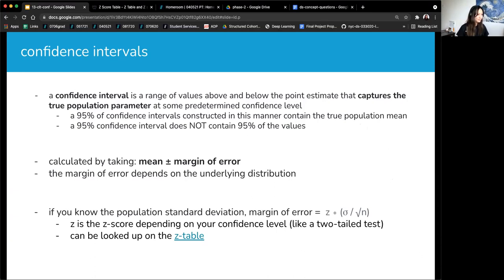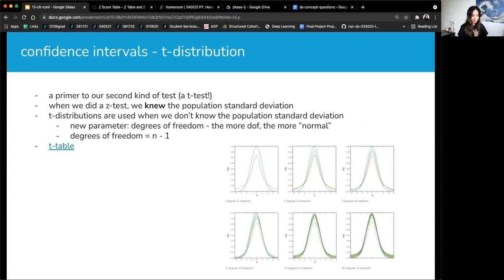Okay, cool. So earlier we talked about that one sample Z test. I'm going to set up the next test. We're not going to get into it; we're going to get into it next study group, but we're going to set up a t distribution.